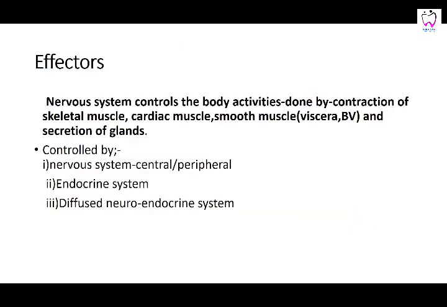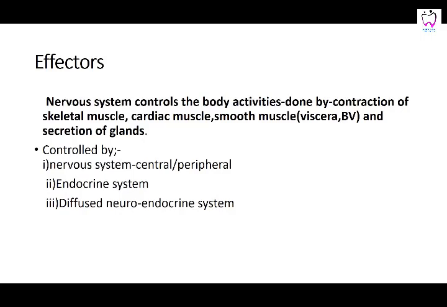These were the receptors which are going to receive. Then we have the effectors, that is, they are going to send orders to the organ, or to the periphery of the body, as the reply. That is what we call effectors. So the nervous system controls the body activities done by the contraction of skeletal muscle, cardiac muscle, smooth muscle in the viscera, and secretion of the glands. That is the role of the effector.